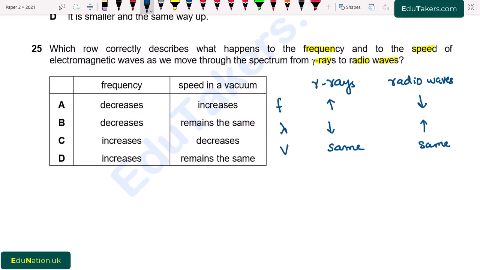So I tick here, frequency decreases and speed remains the same. In option A, frequency decreases and speed in vacuum increases, which is not possible. B, decreases and remains the same. So option B is correct here. I circle B.